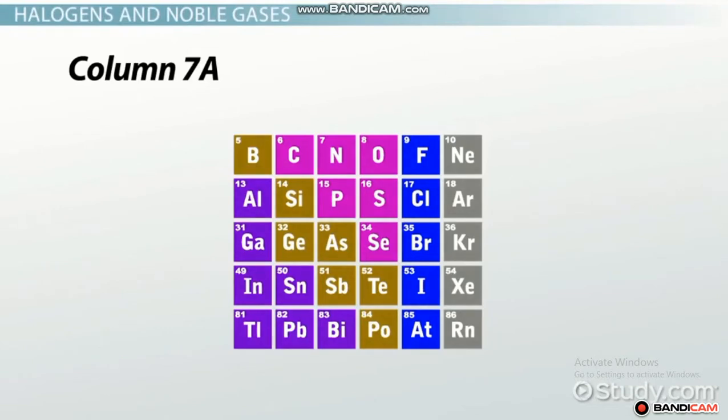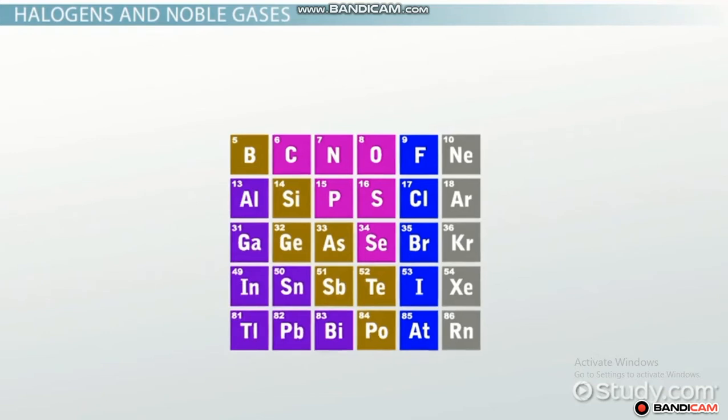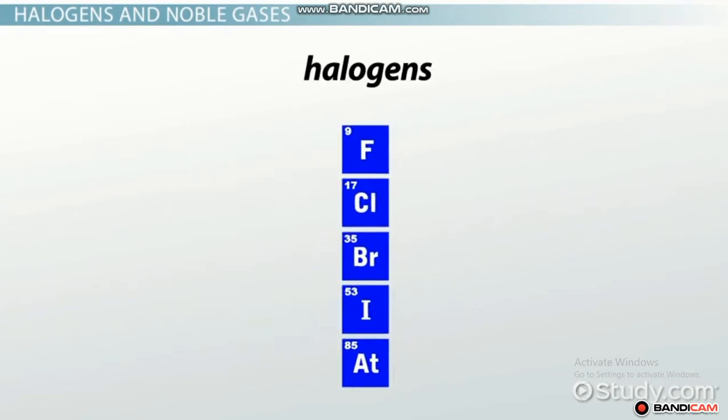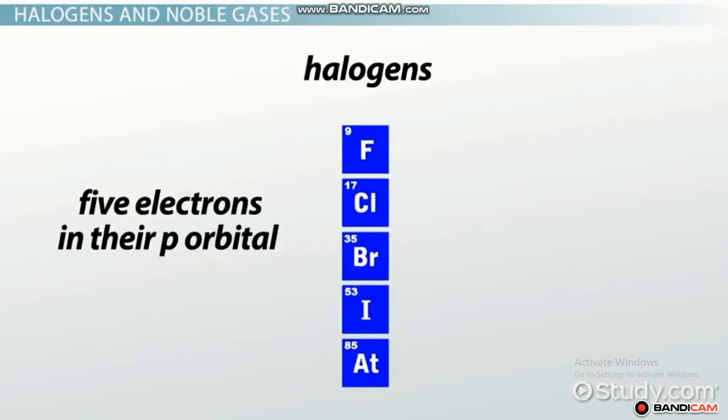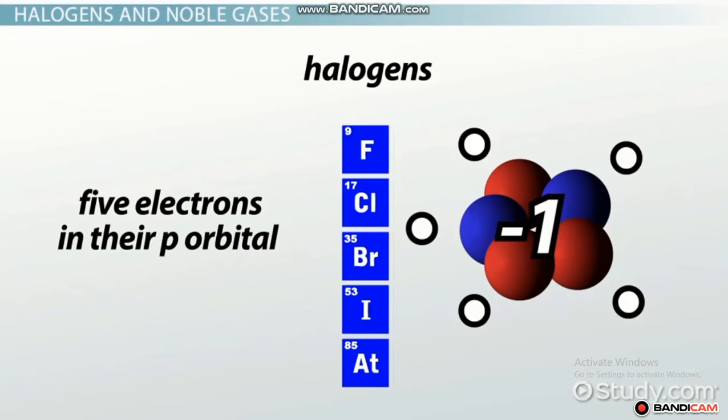Column 7A is made of 5 nonmetal elements with very similar properties. Collectively, these p-block elements are known as halogens. They have 5 electrons in their p orbital and are known for being extremely greedy for electrons. They like to steal electrons from metal elements to become 1 negative ions. If stealing electrons is not a possibility, they will bond with themselves and share electrons.